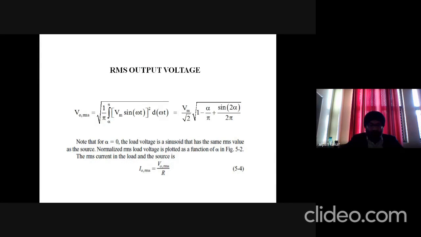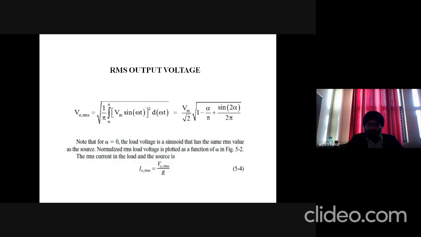So the output RMS voltage for half cycle, we take a root mean square for each half cycle, starting from alpha till pi. This will be the voltage applied, Vm sin omega t, which is the supply voltage, taking square, taking mean divided by pi, and then under root. It comes out to be this value.